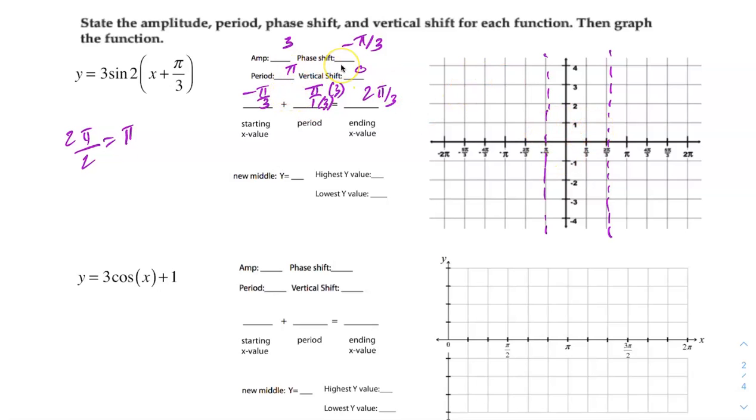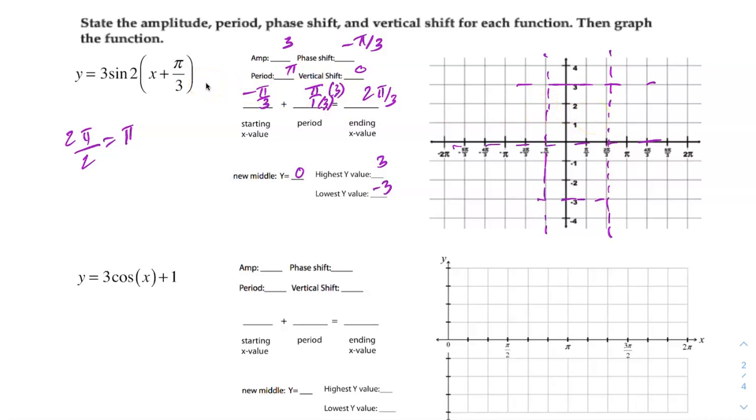Since my middle is 0, my highest I could go is just the amp. I go plus 3 and down 3. Right, because I'm starting at 0. I could go plus 3 and down 3. So there's that little box that we always talk about. That's where my graph's going to be.